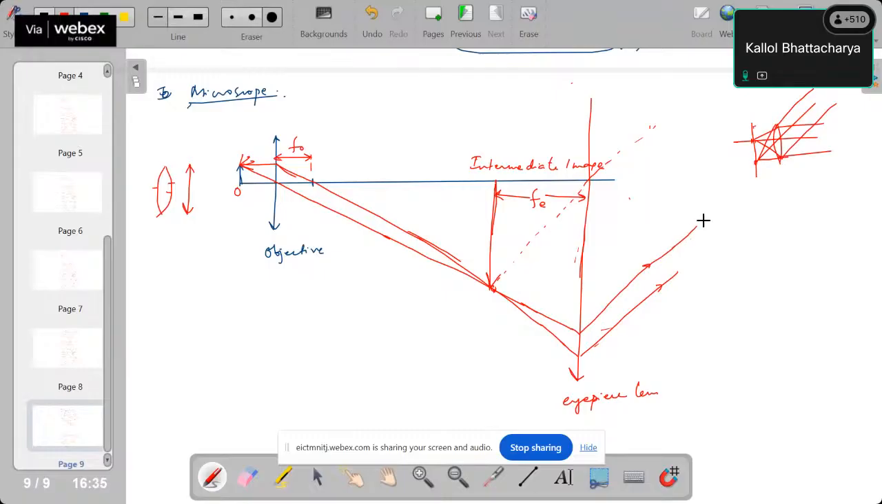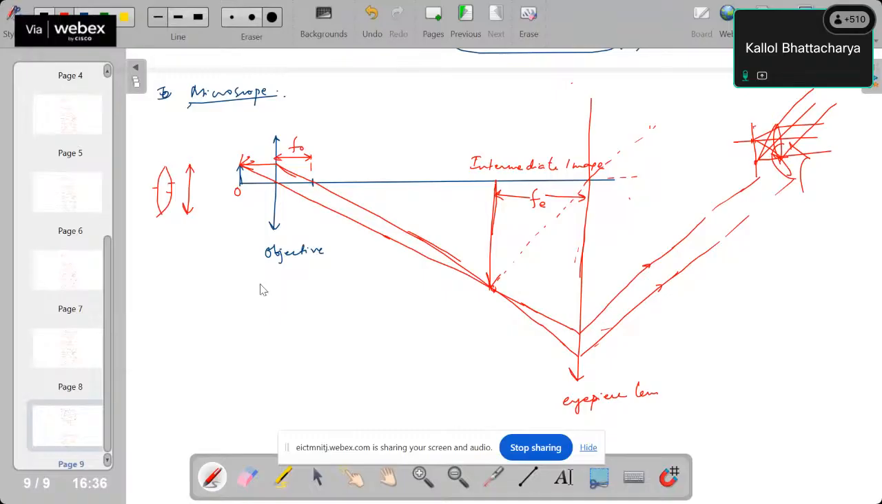Eventually, this will cut the optic axis, and you put your eye here. The lens of the eye is receiving a parallel beam of light, and it is forming an image on the retina. And you will see the image at infinity, ideally at infinity. So this is the geometry, the ray diagram of a standard microscope.